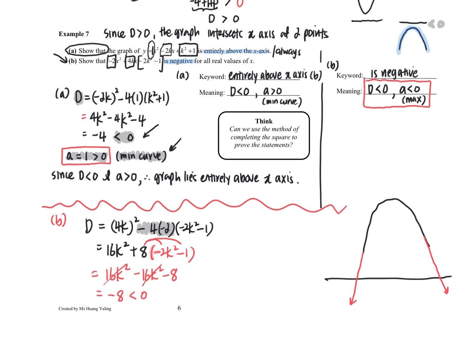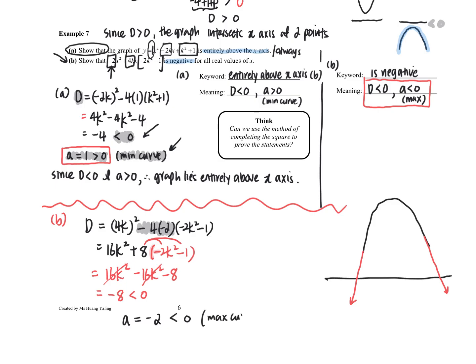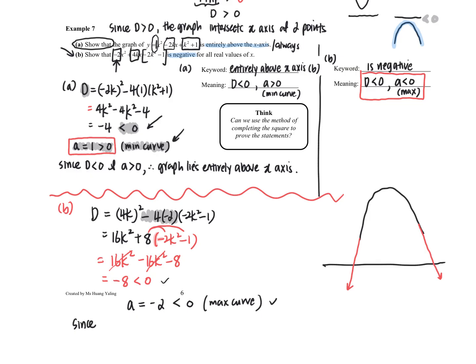Okay, the next thing I need to prove is my coefficient of x squared, which is A. A in this case is negative 2, which is negative. So when it's negative, you are upset, you frown, right? That's why it's a maximum curve. So you have a maximum curve that doesn't cut the x-axis. Therefore, it is always negative. Since D is less than 0 and A is less than 0, therefore, your graph is negative.